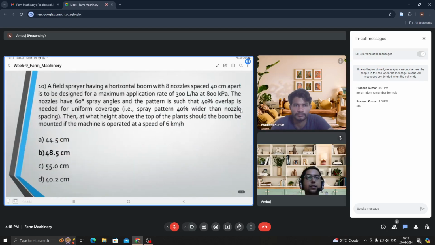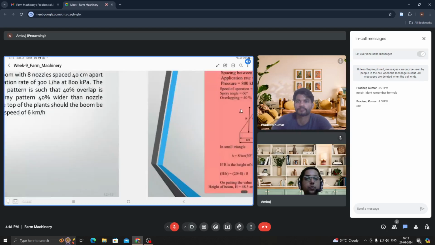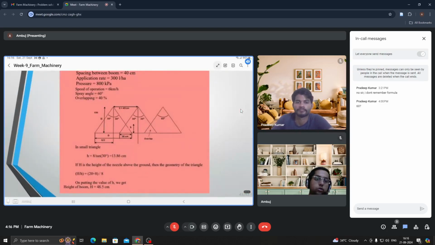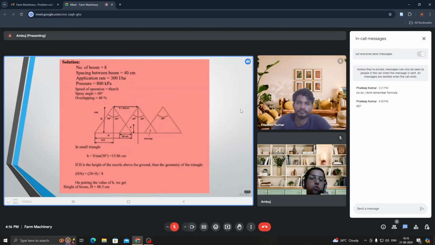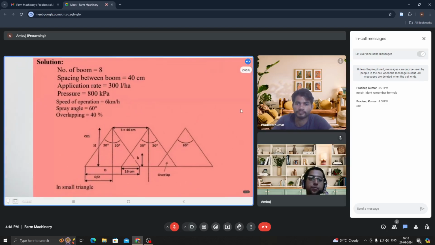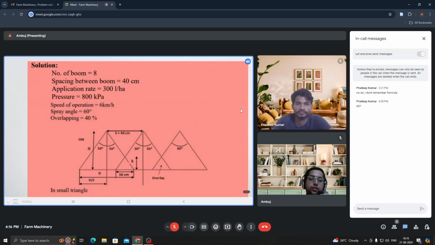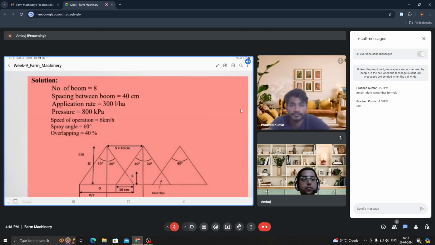Now we will see how this question has to be tackled. If you know the geometry, then very easily you would be able to calculate. See here, two nozzles are there. Try to see this figure. The spacing has been provided as 40 centimeters. 40% is the overlapping, so the overlapping value would be 16 centimeters.